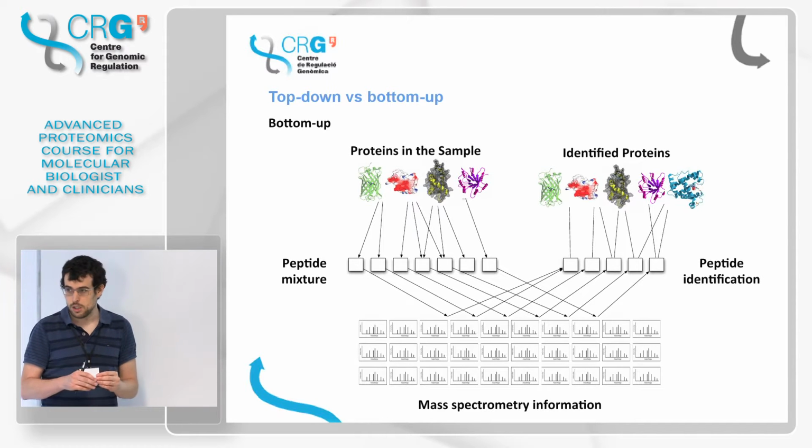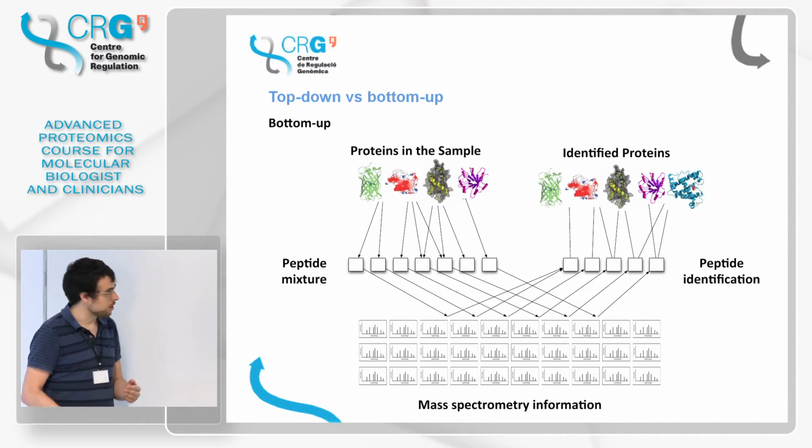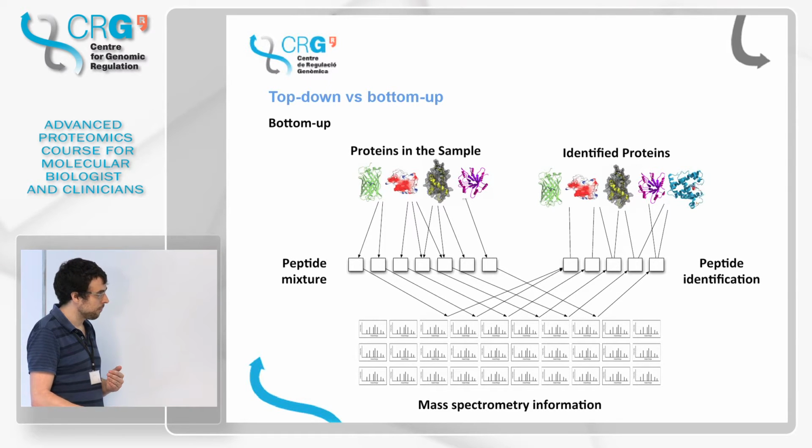So we will see during this course, especially on Thursday, how important it is to control error rates in assigning peptides to spectra, and how important it is to control that this error does not propagate, neither at the peptide level nor at the protein level.